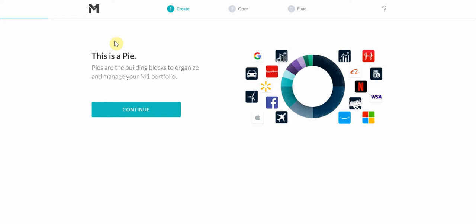to create a pie. If you don't know what M1 Finance is, it is a free, fully automated investing platform that enables you to make direct investments in stocks or ETFs, or create a pie to allocate capital automatically to certain stocks. So you can use multiple pies within one investment account. You can have a hybrid of direct or pie investing.